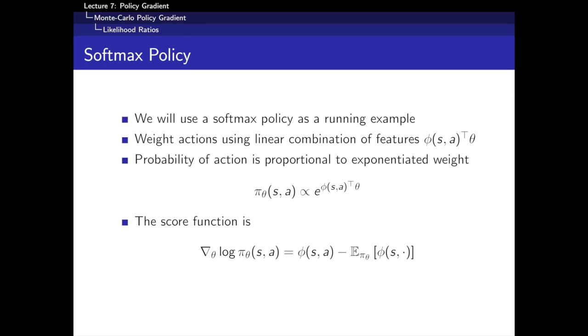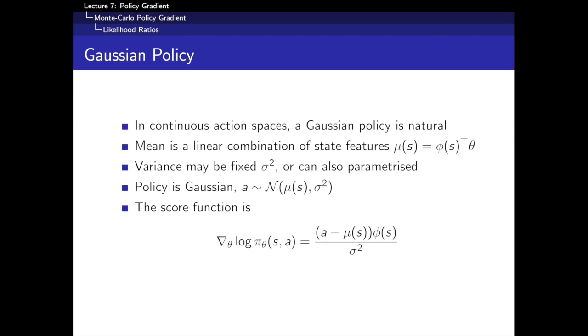Okay, so this is the softmax policy. I just want to give one more example of policy, which is the Gaussian policy. In a continuous action space, like the IBO example, the commonest policy to use is a Gaussian policy. And what do we do with a Gaussian policy?